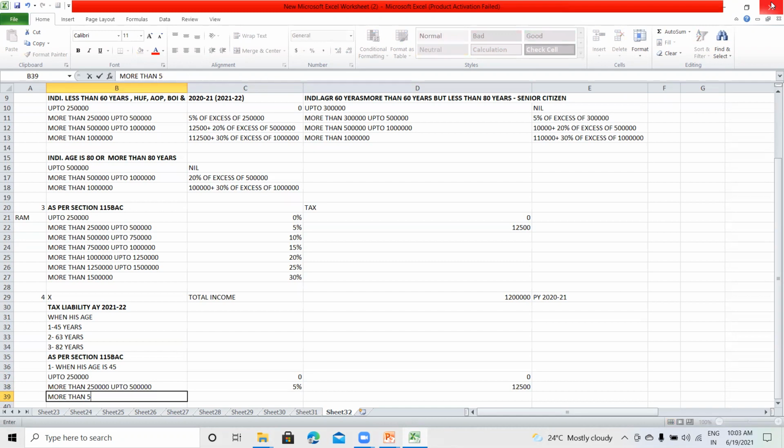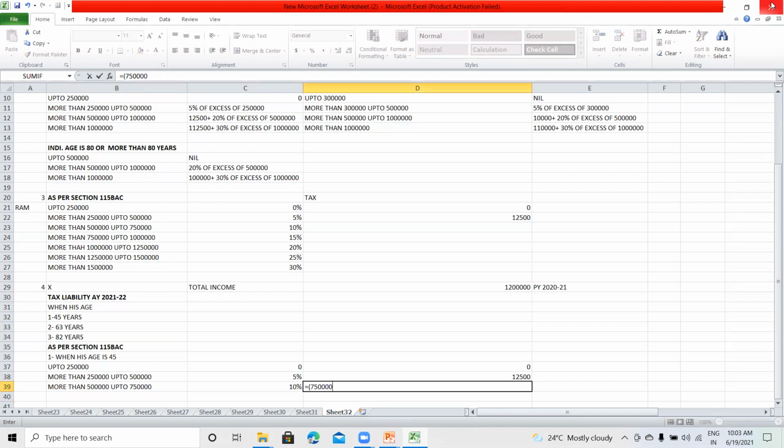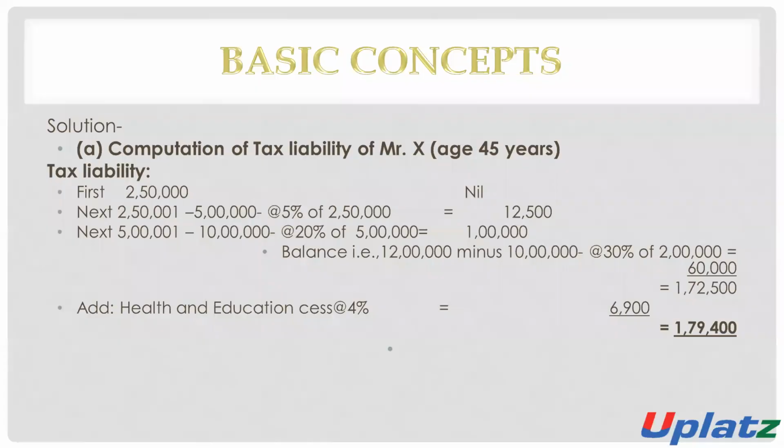More than 5 lakh, up to 7,50,000, in this case the tax rate is 10%. That is 7,50,000 minus 5 lakh into 10%, which is 25,000. This is the computation of tax liability.